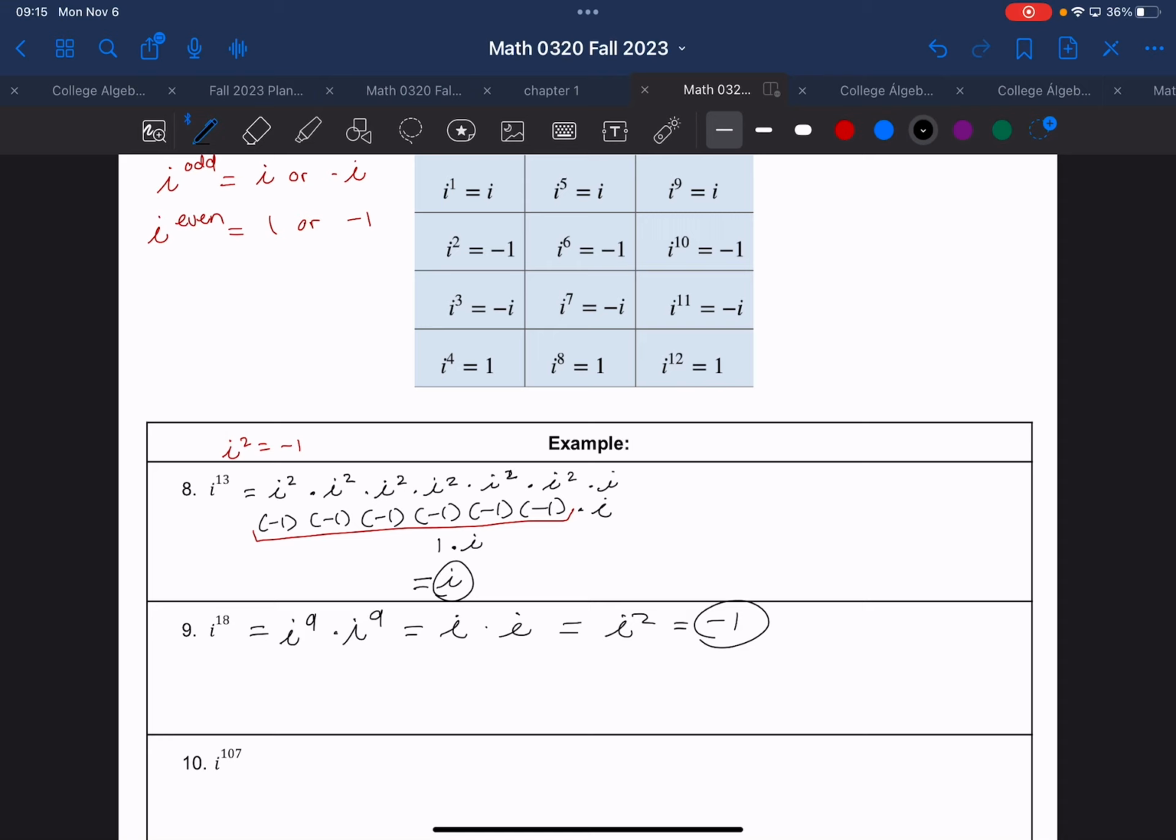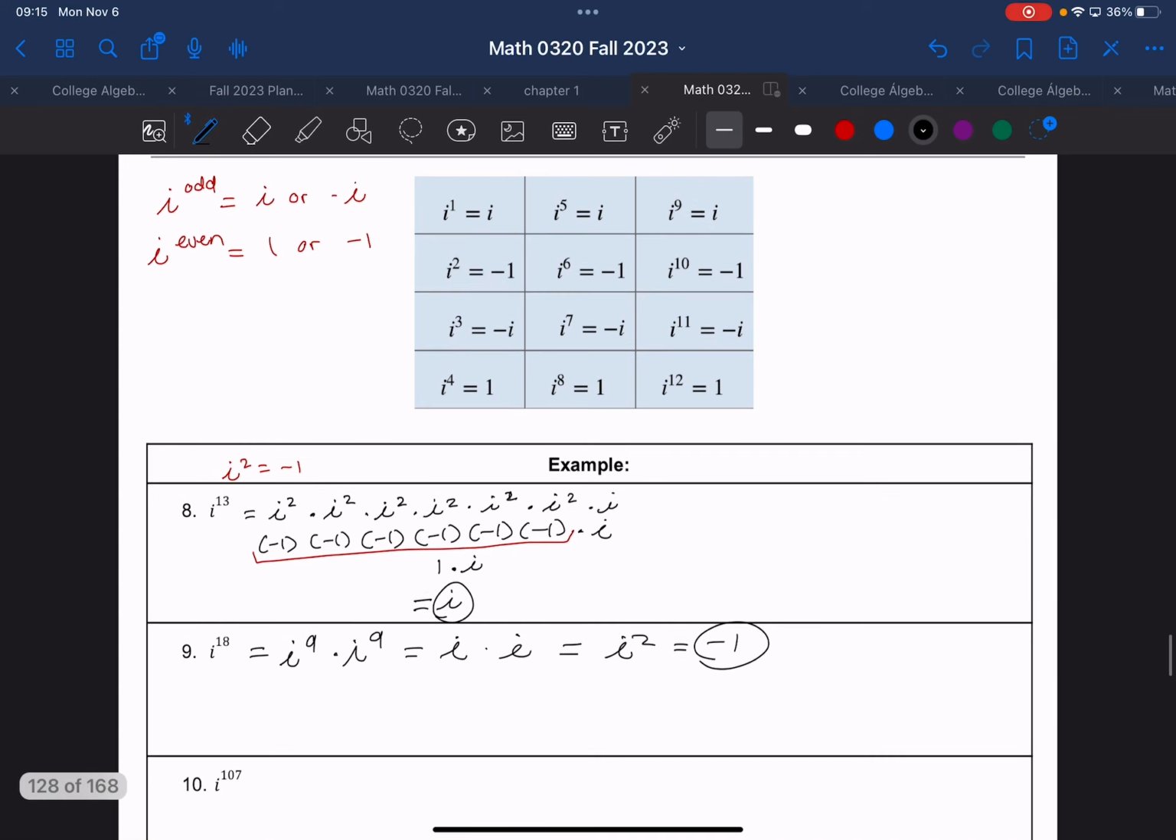So the two ways you could do this: you could write them all out, or we could use our chart. And you're going to have this chart on the test. Okay.